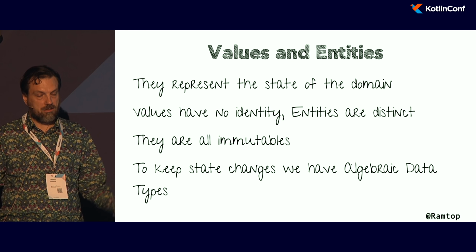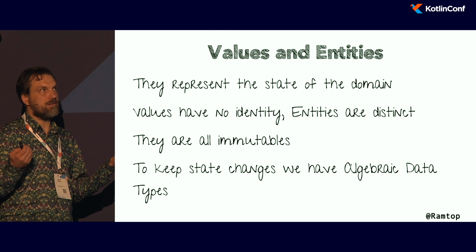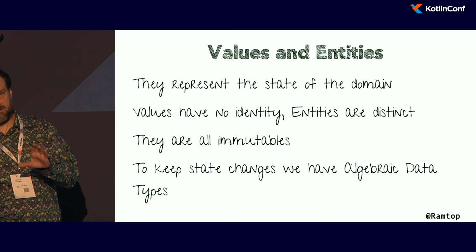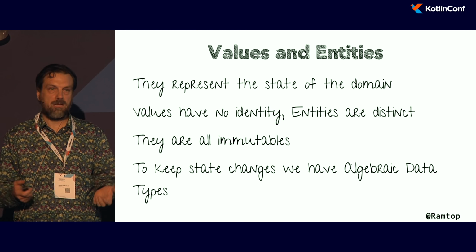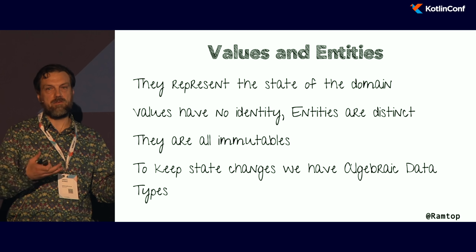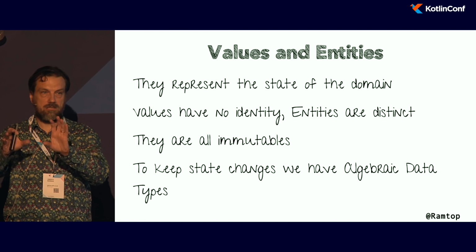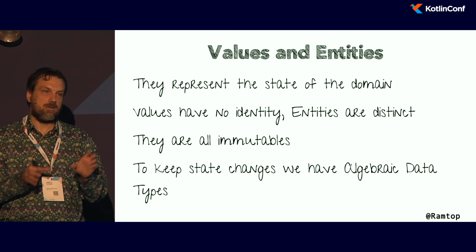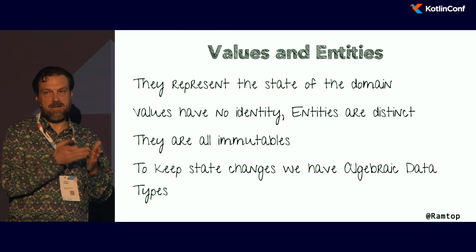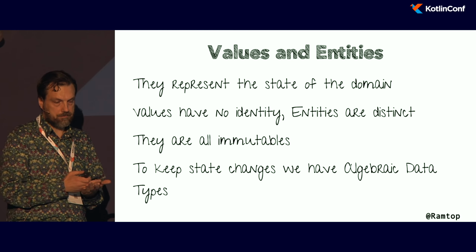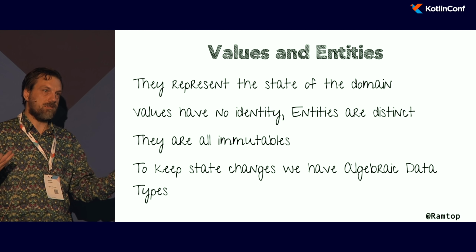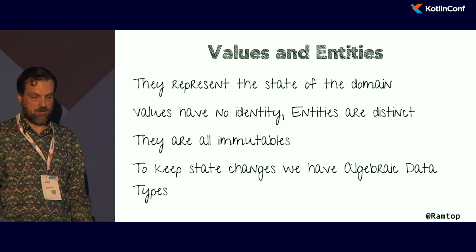Okay, now we have values and entities. The idea is to differentiate between stuff that is just a value, like a date or an address, and entities, which have their own identity in the real world. Like if you have two people called John Smith, they are still two separate people, even if they have the same name. But if you have two addresses, say 123 whatever place, they are actually the same address. The difference is that in functional programming, everything is immutable anyway. So even if they have a different identity, they are still immutable.